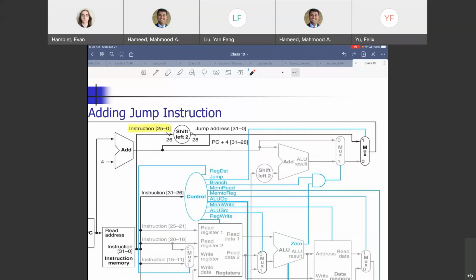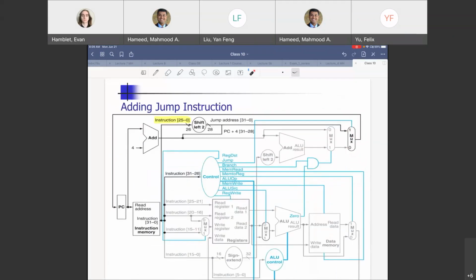The other mux is whatever you selected earlier with jump. So there are 2 selections happening over there. And then whatever gets selected finally, that's what gets updated as the new program counter. So that's how we are adding the jump instruction. Questions about this? How we add jump to this? Good.